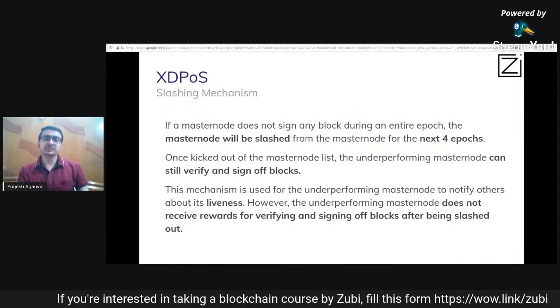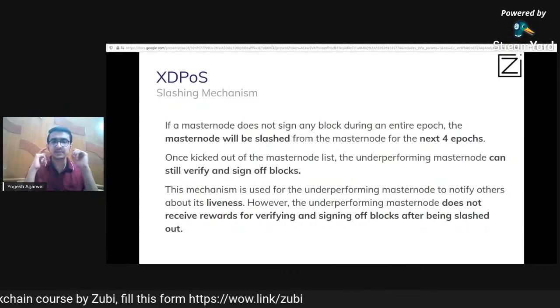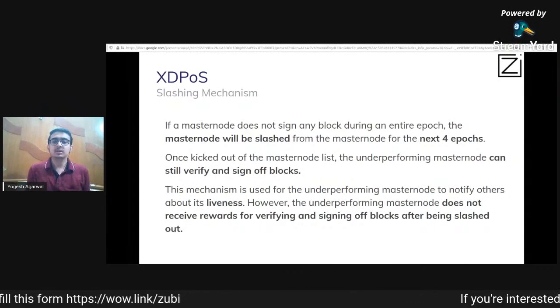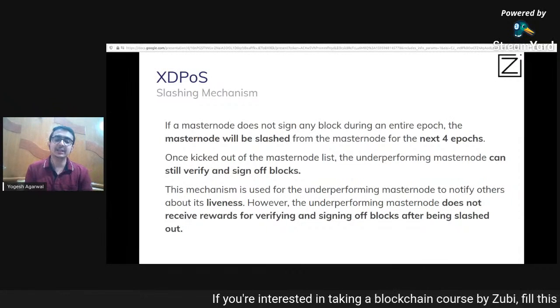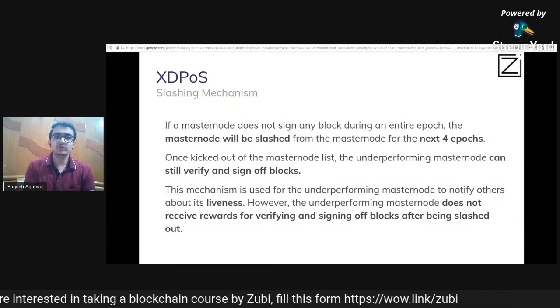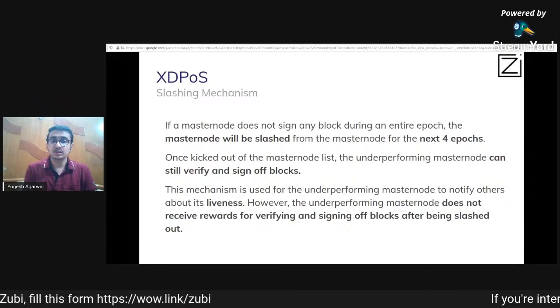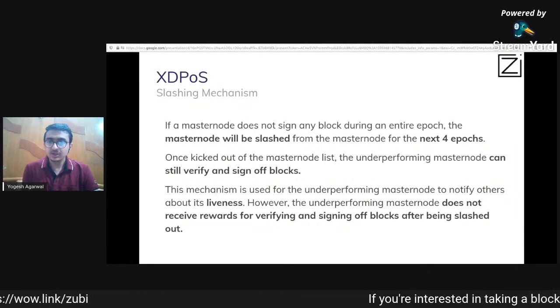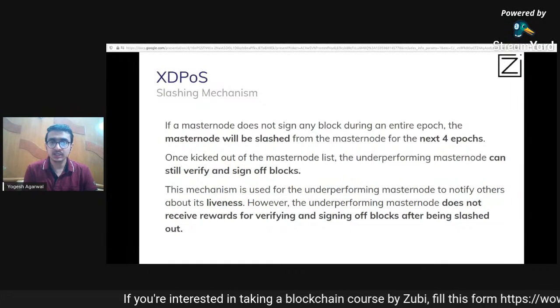There is a process called the slashing mechanism. In case a master node has not signed or has not created any block during an entire epoch, that is 900 blocks, that particular master node will be slashed off from the master node position for the next 4 epochs. That is the next 3600 blocks.